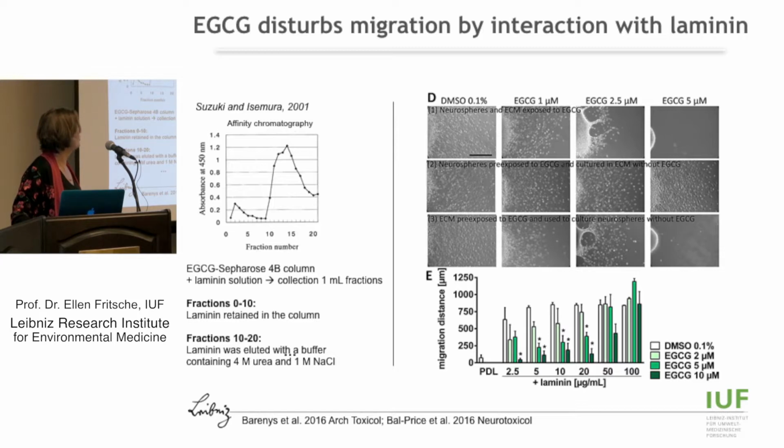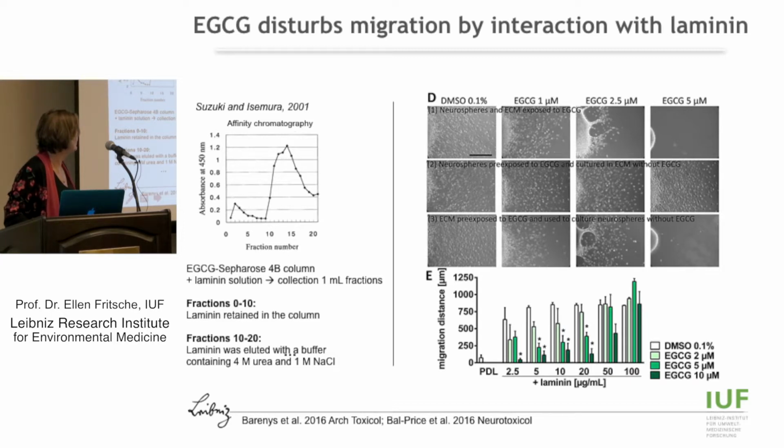And what we did to find out if this is really true, so this is exposing the neurospheres in vitro in the culture very normally. Then here we pre-exposed just the neurospheres and then plated them on the laminin matrix. And in the third approach, we just pre-exposed the laminin, but we did not treat the cells, and then placed the spheres on the laminin-coated surface that had seen EGCG. And as you see easily, when you treat the cells, nothing happens. If you just treat the laminin, the cells can't migrate anymore. So this made us think, okay, we're on the right path. It seems to be a laminin problem.